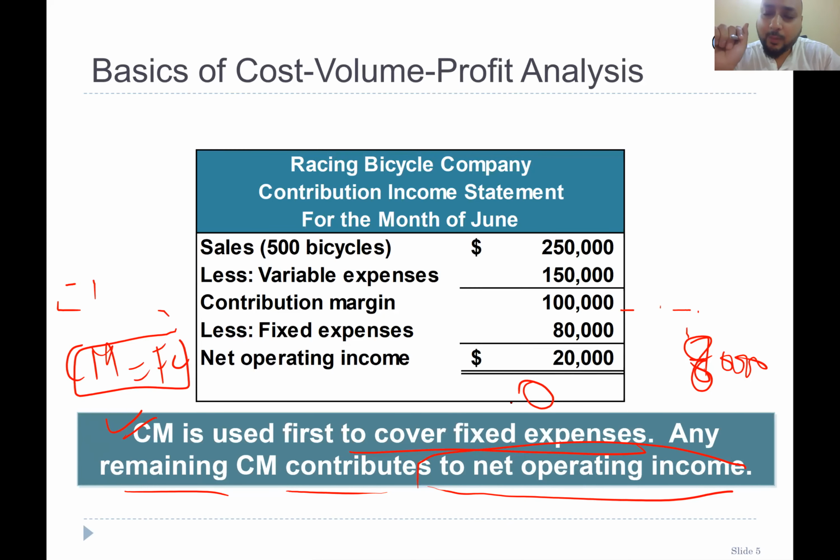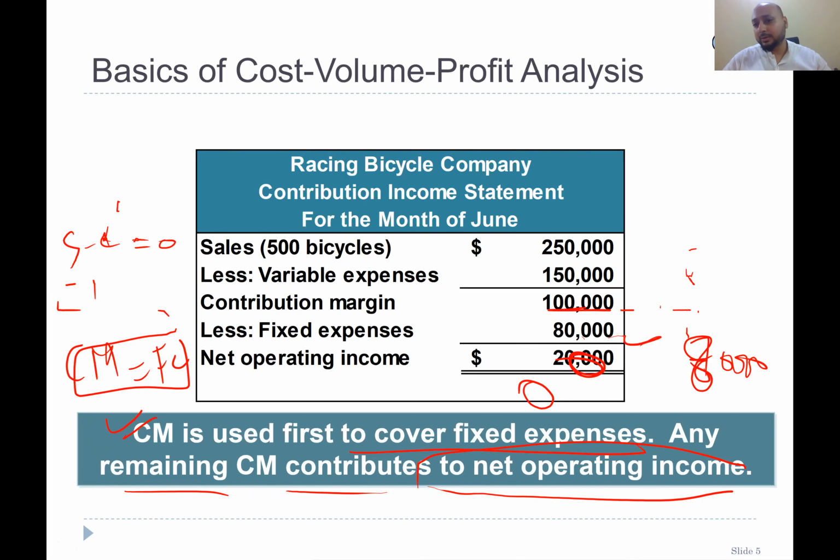So when our profit is zero, what does it mean? Sale minus cost is equal to zero. We call this situation break even. We have different formulas for break even as well, but remember, this is the logic. If your CM is equal to your fixed cost, if 80,000 is here and 80,000 here, the answer would be zero.